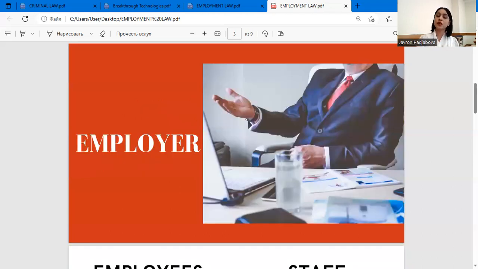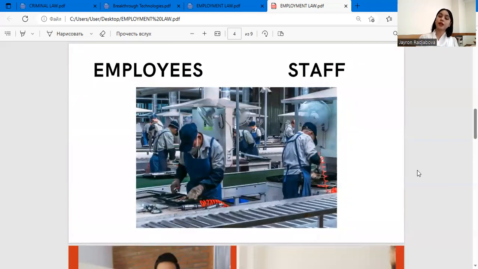What can you say about this picture? It's very obvious that the man is sitting here very confidently and speaking very confidently. This is the person who sits at the head, so this person is called an employer. In this picture, you can see a group of people working in, for example, a plant or a factory, doing very similar jobs to accomplish a certain mission. These people are called employees.